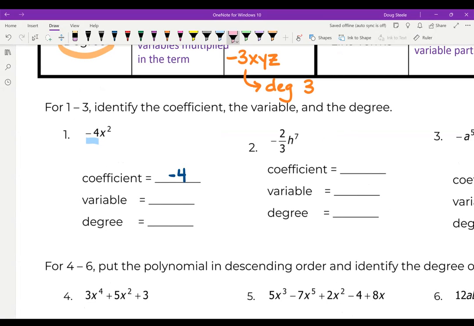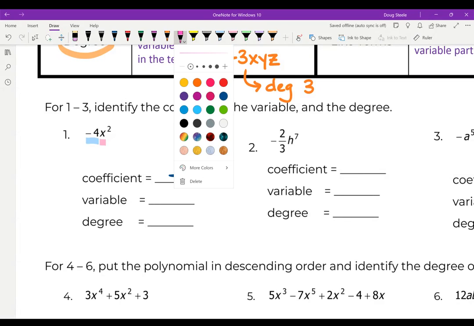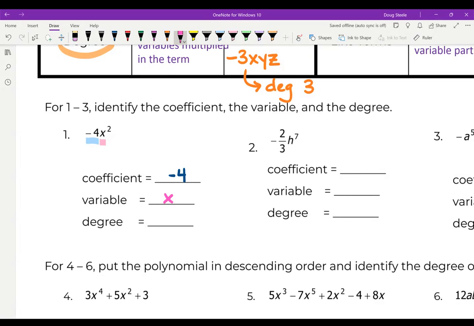The variable that's being used in this term is just x. I do know that there are two x's being multiplied there, but the variable that is there is just the x. If I wanted to refer to that variable part, it is x squared, but the variable in our term is just the x. The degree is referring to how many variables we have going on. In this case, there are two x's being multiplied for this term. So our degree is 2.